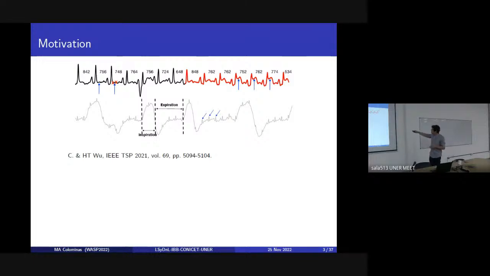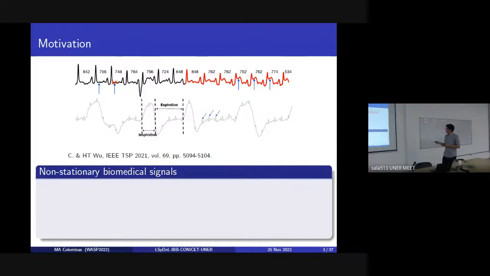So we'll try to see different ways to model these signals and to perform tasks such as decomposition, denoising, or segmentation using the wave-shape function model. Okay?